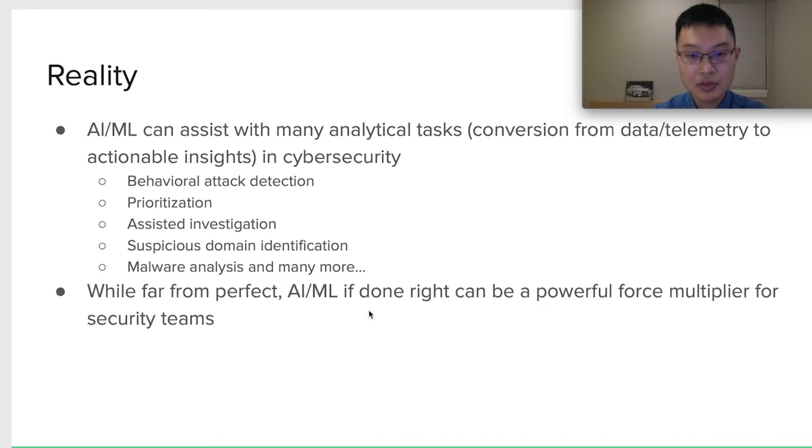We talked about a few claims that are unrealistic. Let's now look at how AIML can actually assist in cybersecurity today. So right now, AIML can already help with many analytical tasks and can be utilized to convert data and telemetry to actionable insights. Some examples of these tasks include behavioral attack detection, prioritization, assisted investigation, as well as many others. While far from perfect, most of the time, AIML, if done right, can be an extremely powerful force multiplier for security teams today.